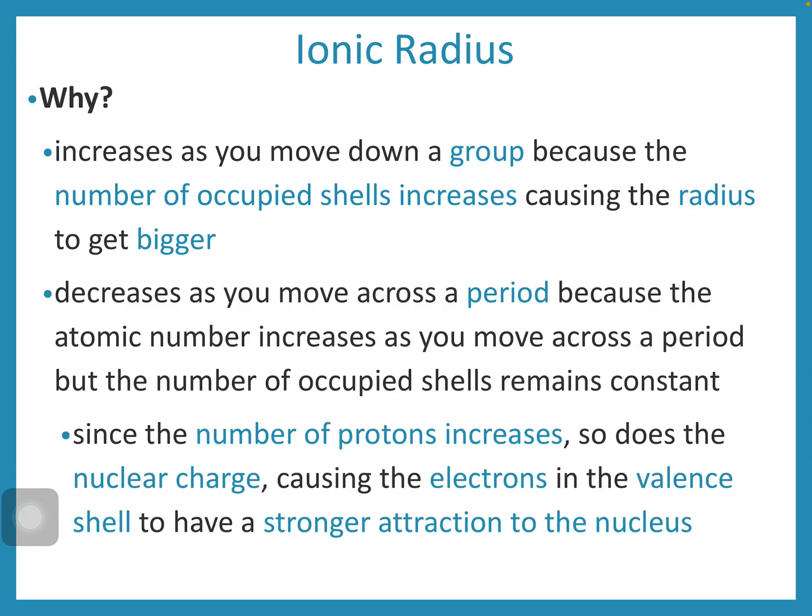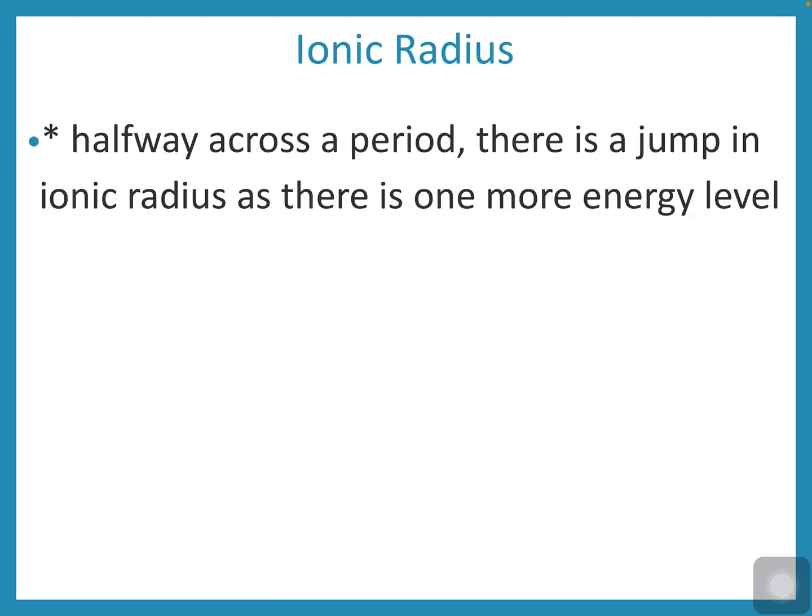And so that stronger force of attraction pulls those electrons in closer. But we did see that there was a jump partway through. So I think this last part is just the exact same as what we had before. As the number of protons increases, the nuclear charge also increases, and that means the electrons in the valence shell are attracted more strongly to the nucleus, so they are pulled in closer. But then we had that blip happening, and halfway across the period, there was a jump up in the ionic radius. And that's because there is an extra energy level happening at that point.